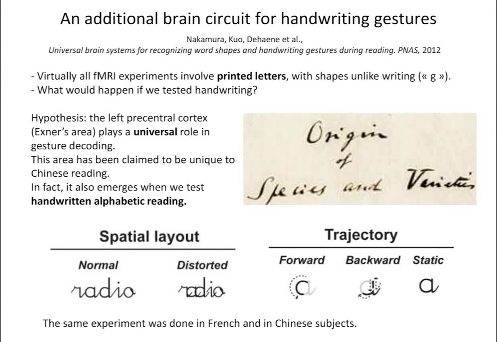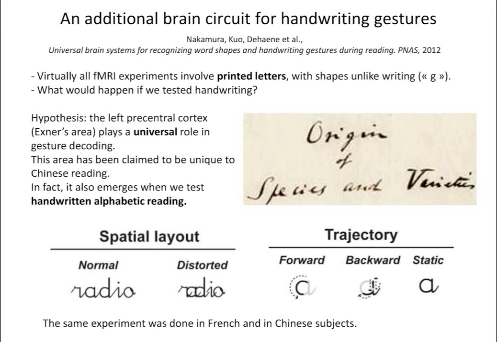Now, I want to finish a little bit over time with the last circuit I wanted to tell you about, the circuit for handwriting gestures. This is something we've found recently in our work, but it's been hinted at in many previous works, that we've always studied printed letters. But of course, for a young child, the most important is often to be able to recognize handwriting. And even for us as adults, we are challenged.